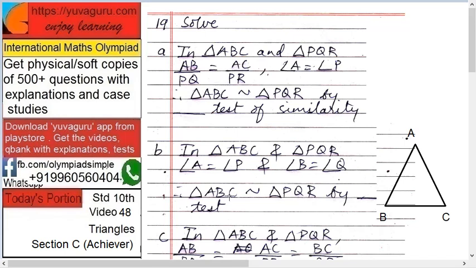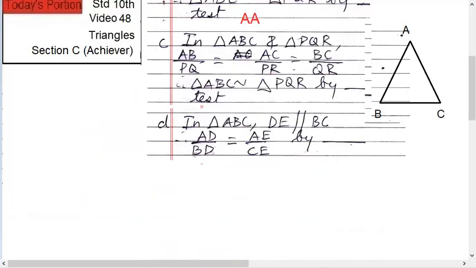Therefore triangle ABC is similar to triangle PQR by, here two angles are congruent, A and B to P and Q. So by the AA test. In triangle ABC and triangle PQR, AB upon PQ equals AC upon PR equals BC upon QR. Therefore the triangles are similar by the SSS test, right?